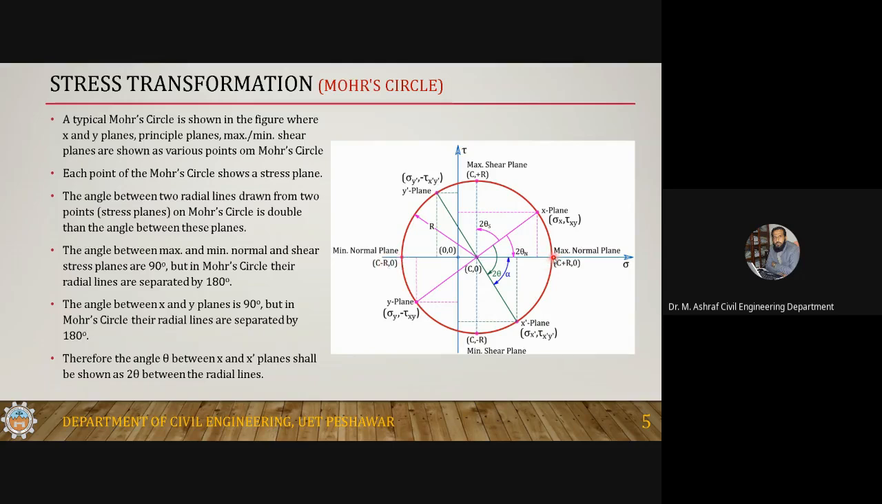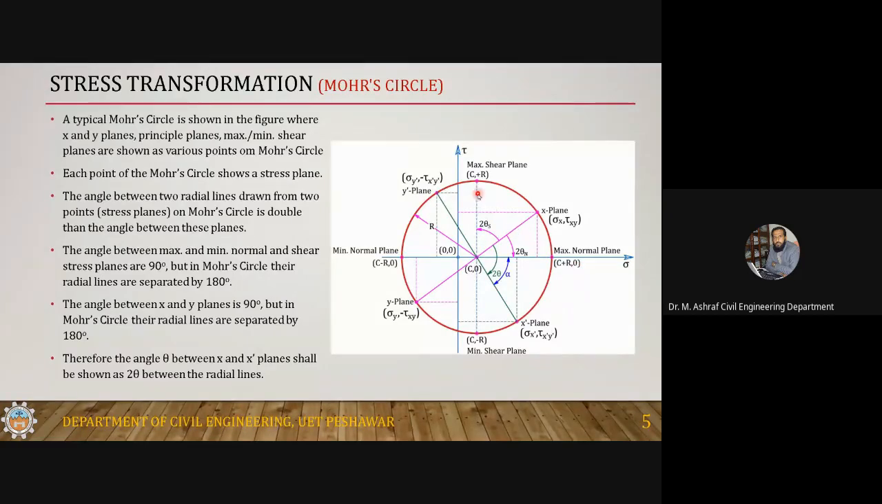So this point and this point are basically the principal planes. This is the maximum principal plane. Since a point on the circle is a plane, it represents a certain orientation. So this is the maximum point, and this is the minimum point. These two points are principal stresses.